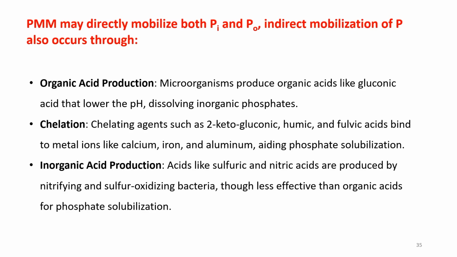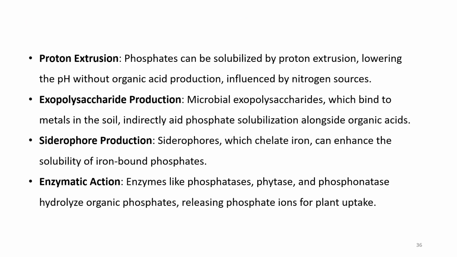Then there is chelation, where chelating agents such as 2-ketogluconic, humic and fulvic acids bind to metal ions like calcium, iron and aluminum, aiding phosphate solubilization. Then there is inorganic acid production. Acids like sulfuric and nitric acids are produced by nitrifying and sulfur oxidizing bacteria, though less effective than organic acids for phosphate solubilization. Then there is proton extrusion, where phosphates can be solubilized by proton extrusion, lowering the pH without organic acid production, influenced by nitrogen sources.